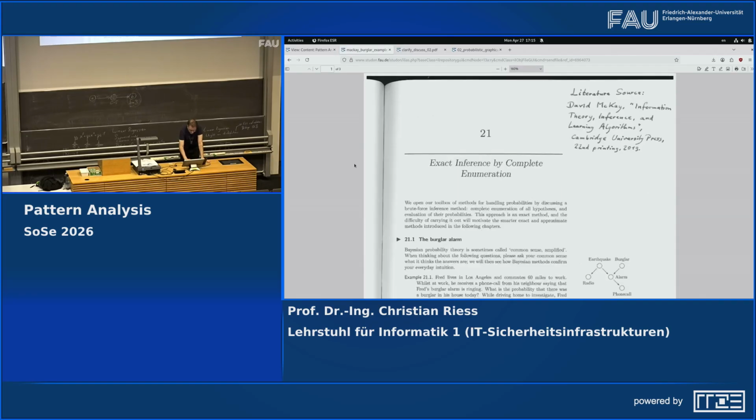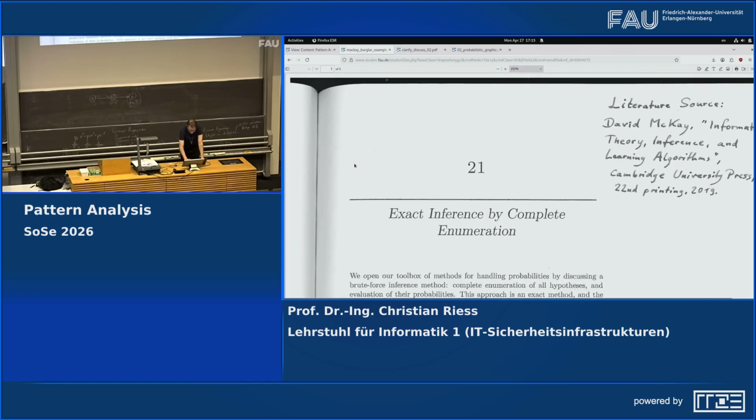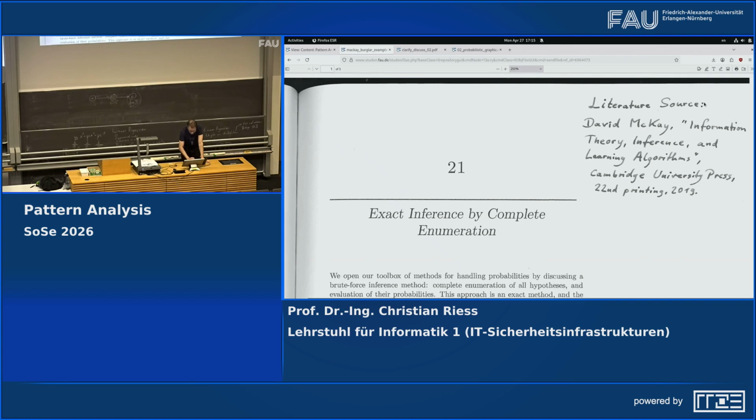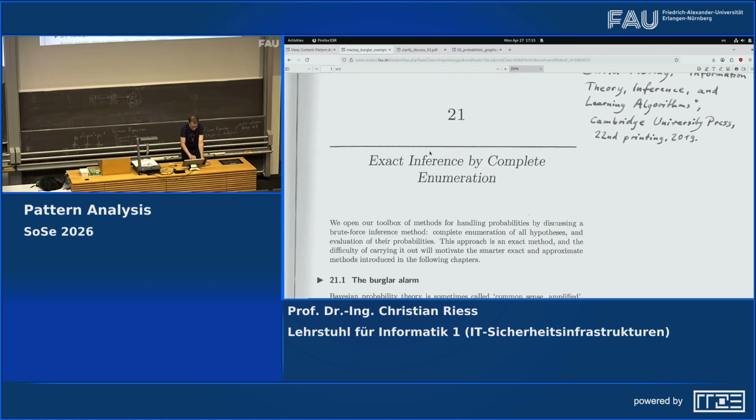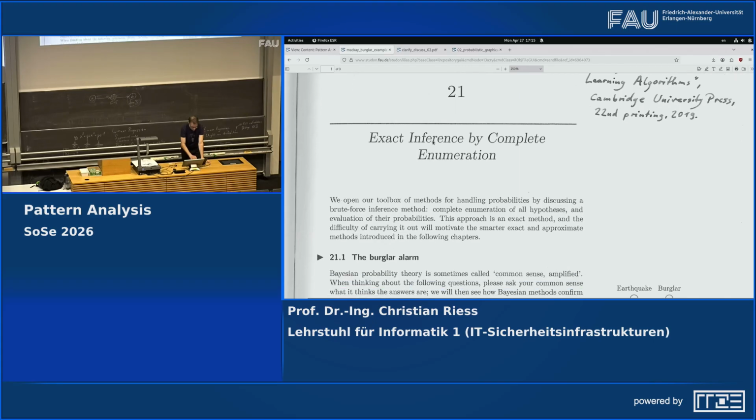So here's a scan of these 3 book pages. I wrote the literature source here. The last name of the author is written Mack with an A. I screwed this up, sorry, M-A-C-K. But it's a very beautiful book, I have to say. Old book, but good. Okay, let's read through it really quickly.